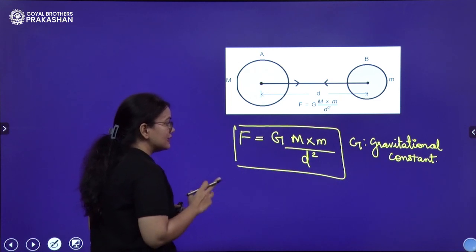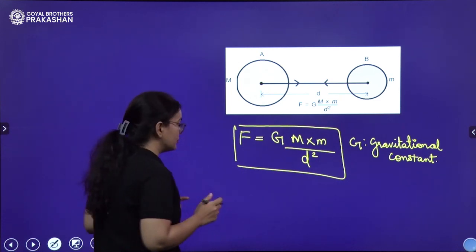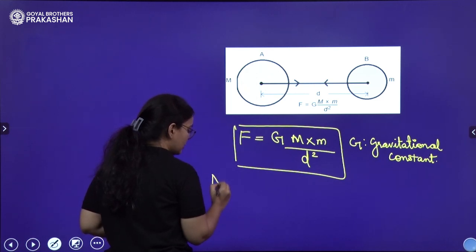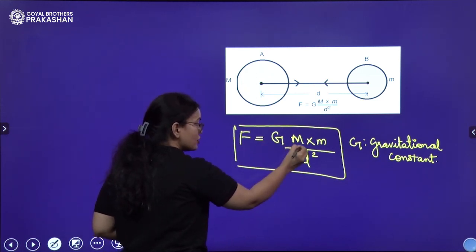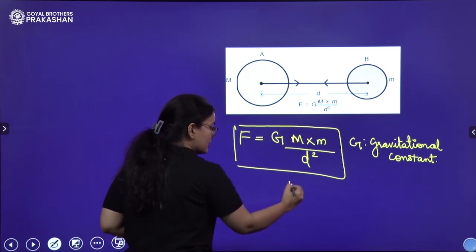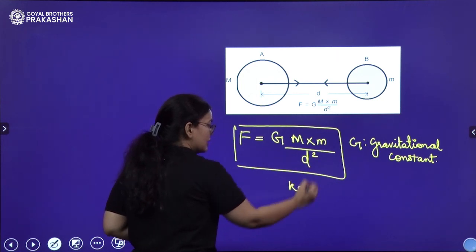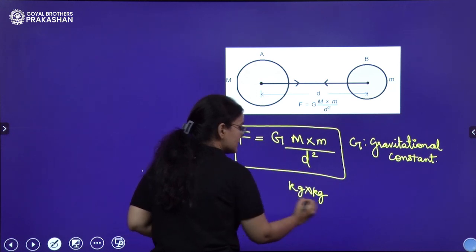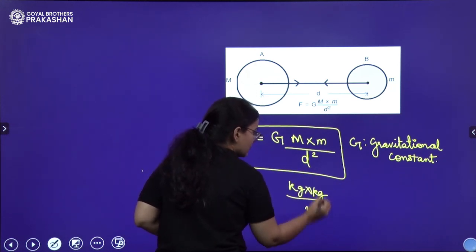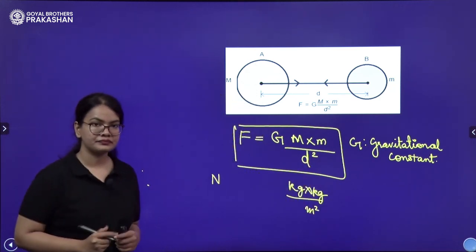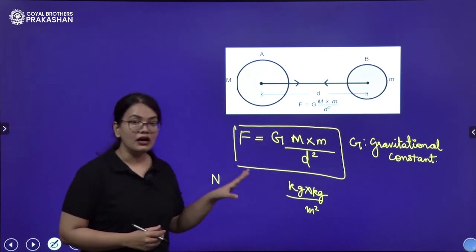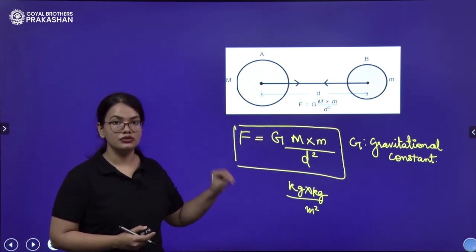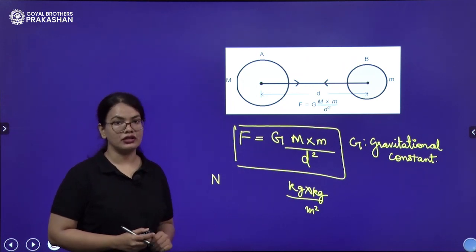Also, let us discuss the SI units with this. Force, what is the SI unit of force? It is Newton. What is the SI unit of mass? It is kg. This mass is also kg. SI unit of distance is meter, and square, since it is d square. Keep these SI units in mind and this formula in mind. We will be using this to find the gravitational constant.